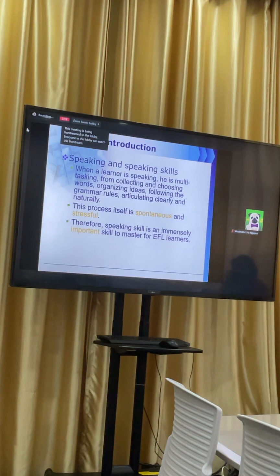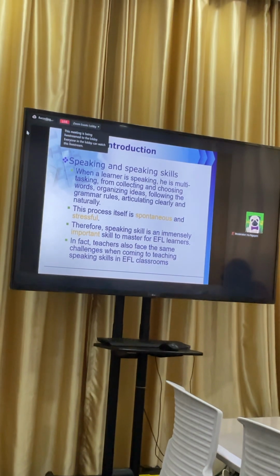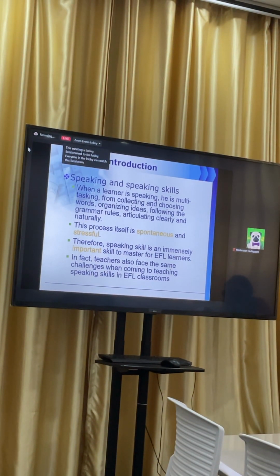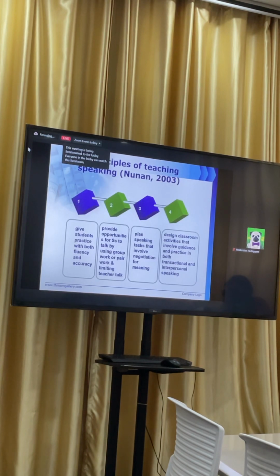And that's the reason why this is a main skill to check how perfect your language competence is. This is not only a challenge to the learners, but it also challenges what the teachers do.